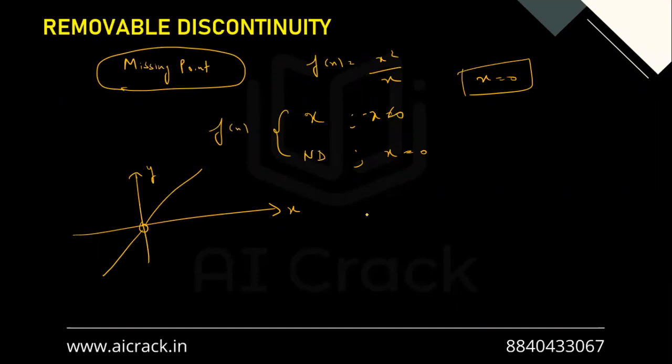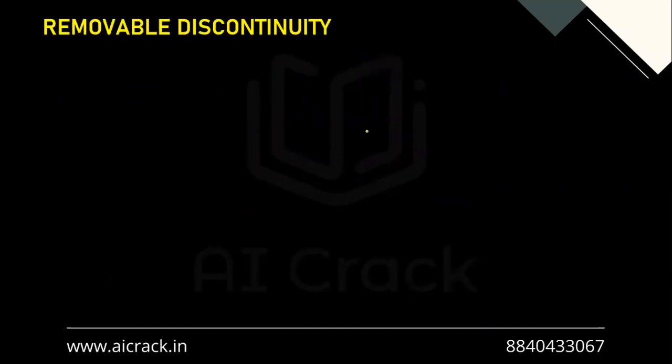Now the second version is, let's take a similar example. We do have an open circle over here. This is the x-axis, this is the y-axis, but the point is defined over here. Let's say this value is 5. So the function is defined like y = x when x is not equal to 0, and y = 5 when x = 0.